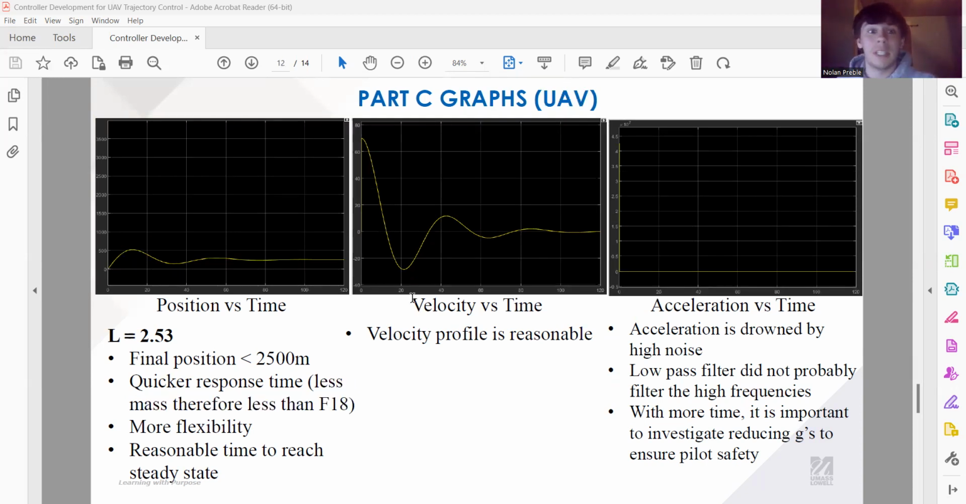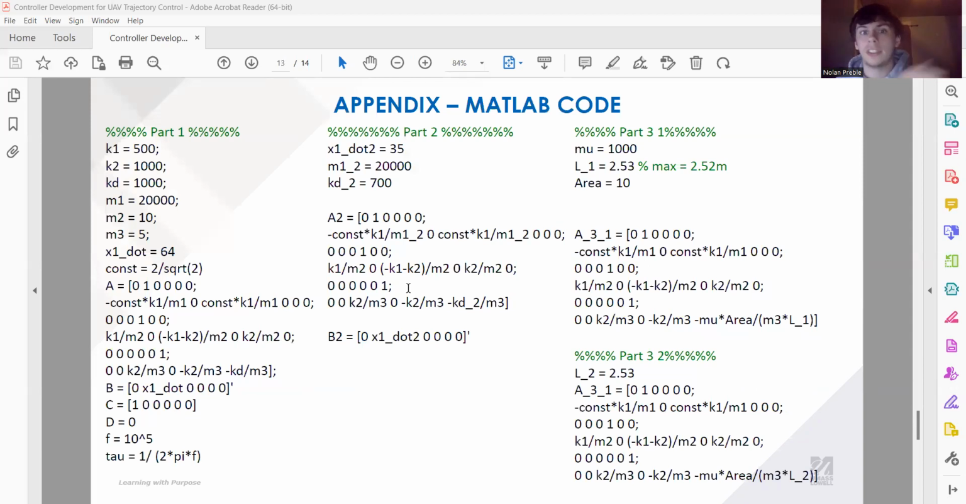Likewise with the UAV, this also reached steady state at a sooner point. And with that, the velocity versus time graph looked good. And the acceleration versus time graph, same story as the other graphs. And you can see here is my appendix for the MATLAB code that I used to insert into the Simulink, with all the mathematics, and all the state space matrices are listed here. Thank you very much.